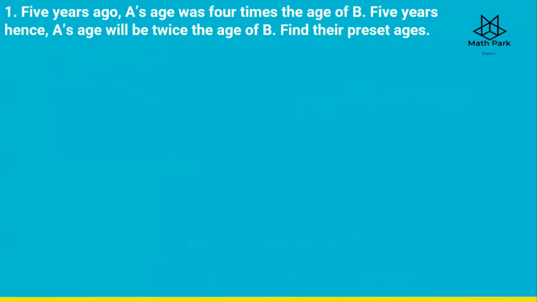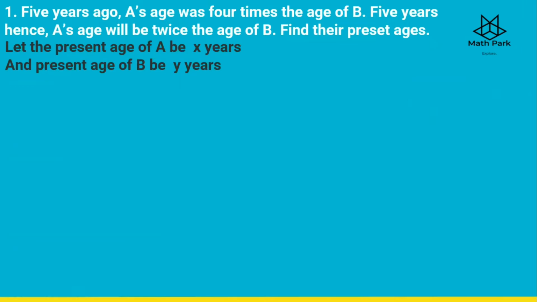So we start with the first question. The question is: 5 years ago, A's age was 4 times the age of B. 5 years hence, that is after 5 years, A's age will be twice the age of B. Find their present ages. So let the present age of A be X and the present age of B be Y years.